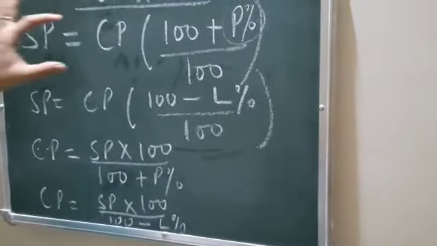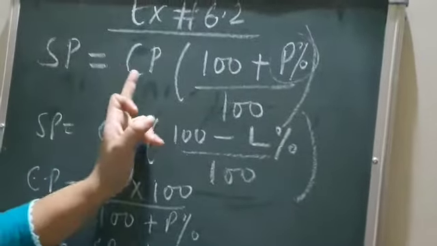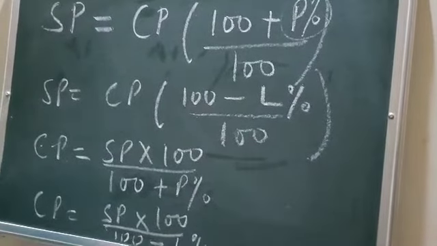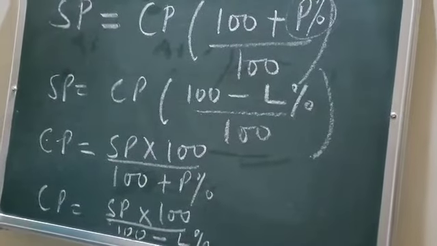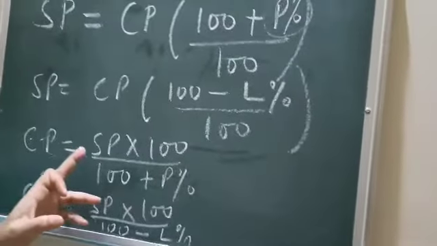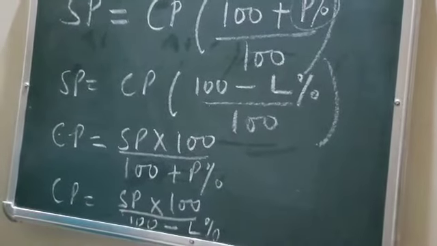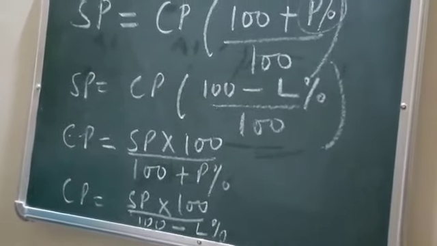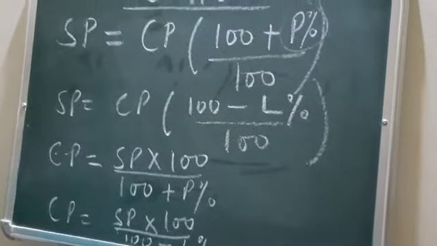Once again I am repeating, whenever CP and profit percent are given to you, the formula becomes SP equal to CP into (100 plus profit percent) upon 100. When CP and loss percent are given, the formula becomes CP into (100 minus loss percent) upon 100. Now if SP and profit percent are given and you have to find CP, then the formula becomes SP into 100 upon (100 plus profit percent). When SP and loss percent are given and you have to find CP, the formula becomes SP into 100 upon (100 minus loss percent).